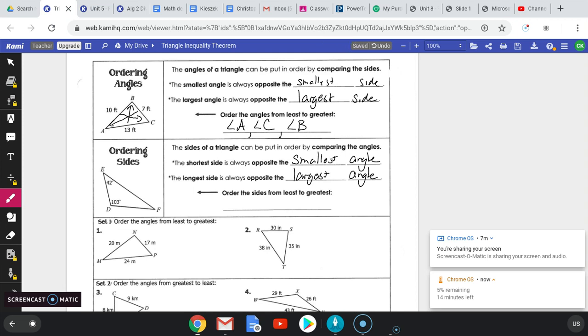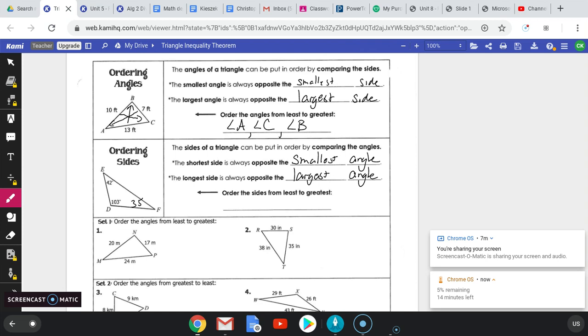Now, notice this example here, they're missing an angle. That's fine, because we know how to figure out the missing angles in a triangle, because we know triangles add up to what? That's right, 180. So I would do 42 plus 103, and then subtract that from 180, and I get 35.